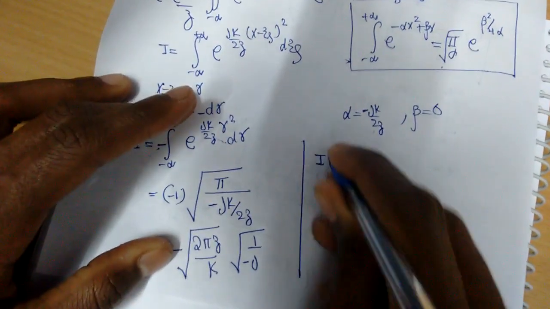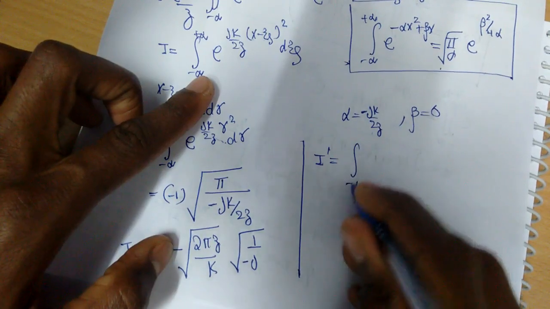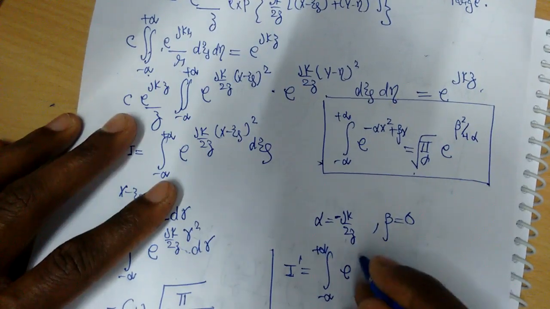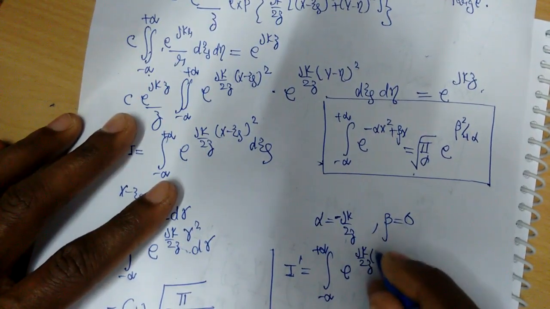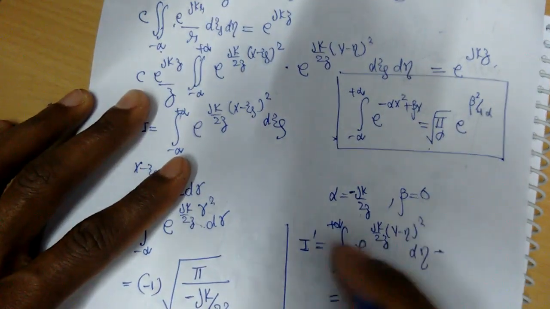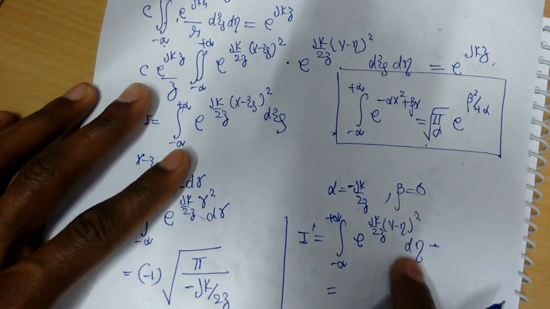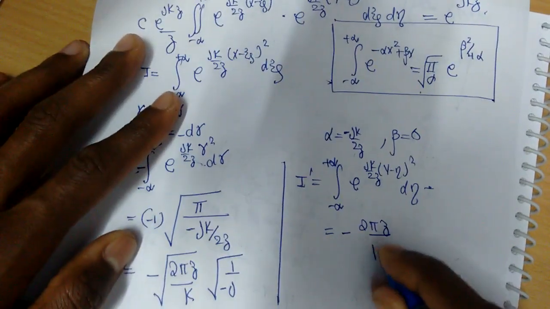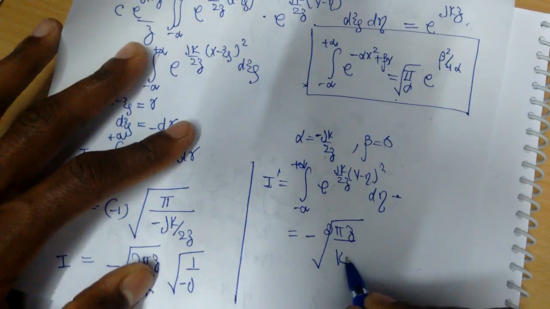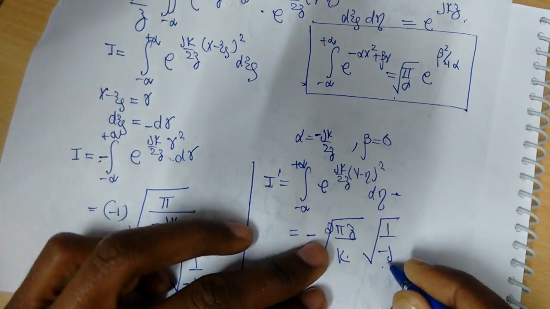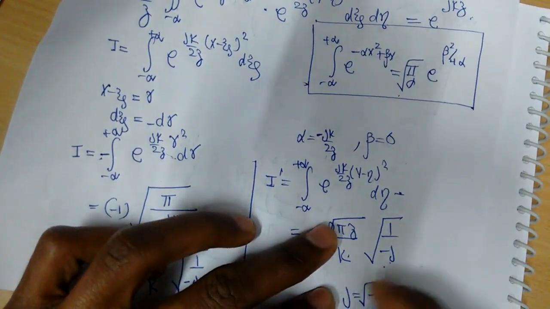And similarly, the value of integral I prime, which is minus infinity to plus infinity, the second integral, this one, e raised to power jk upon 2z y minus eta whole square d eta, will also be the same, because the functional form is the same. We are integrating over eta, so the value will be the same. It will be minus 2 pi z divided by k, where k is 2 pi by lambda, and 1 upon minus j, where j is equal to the square root of minus 1.